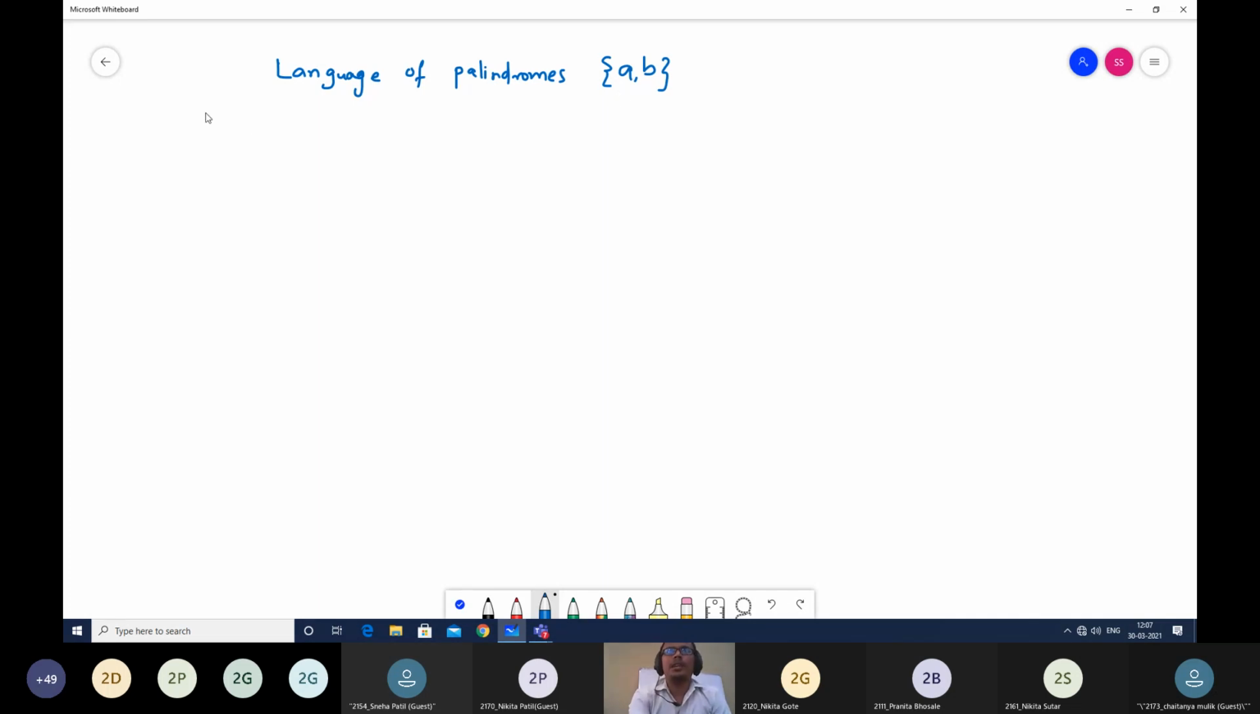Now here the string is comprising of A's and B's. So what will be our language strings? Whether null is a palindrome? Yes, null is a palindrome. Next, whether only A is a palindrome? Yes, only A is also a palindrome. Only B is also a palindrome. AA is also a palindrome. AB is not a palindrome. Correct? BA is also not a palindrome. Then BB is a palindrome. Correct?